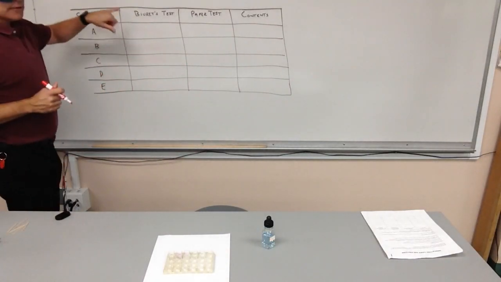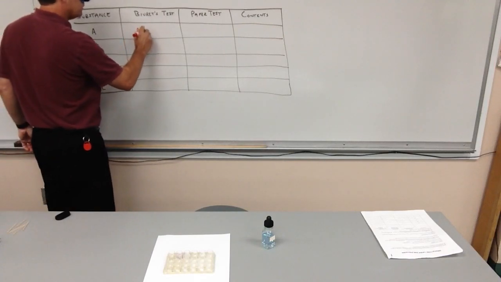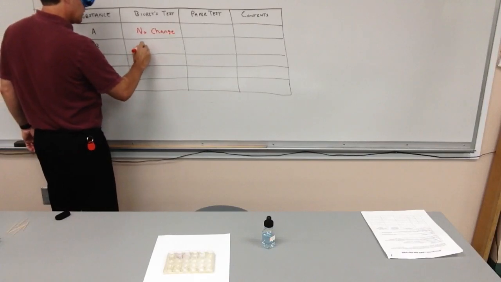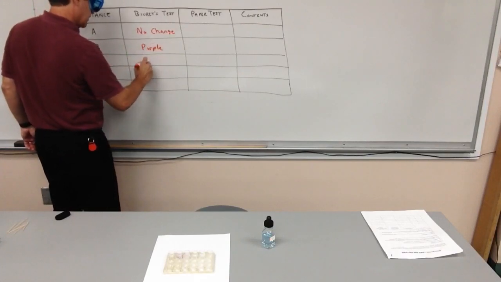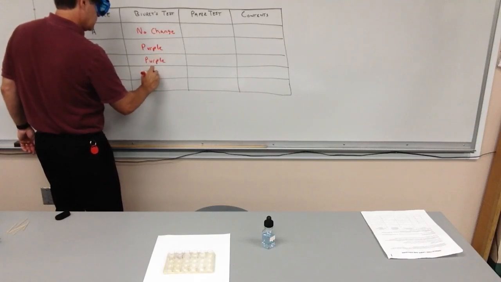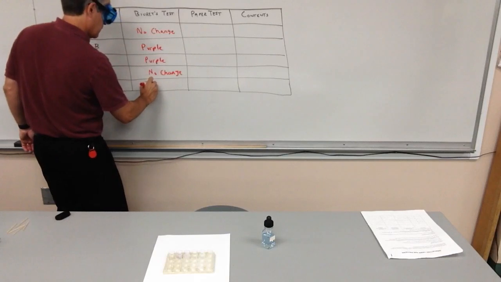So Biuret's, remember, either turns purple or there was no change. And so for substance A, there was no change. For B, it turned purple. For C, it also turned purple. For D, there was no change. And for E, there was no change.